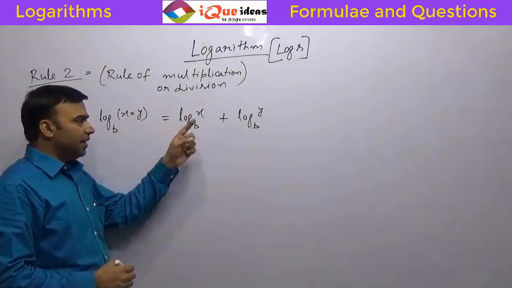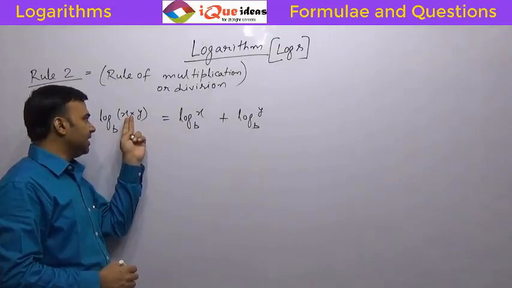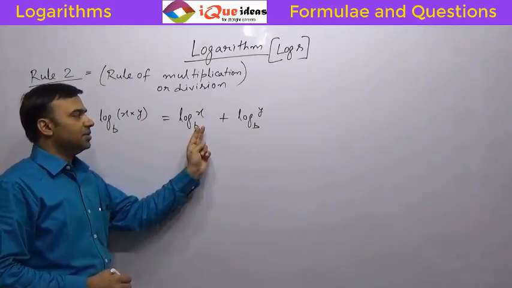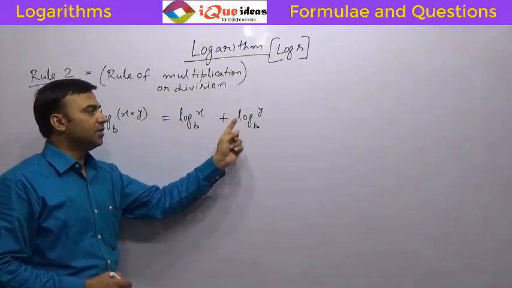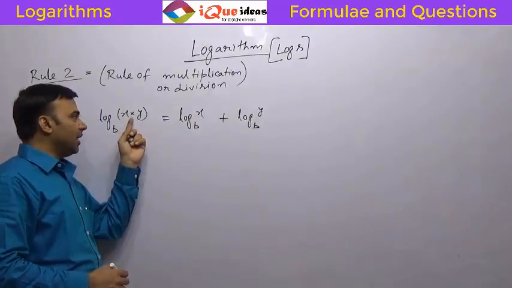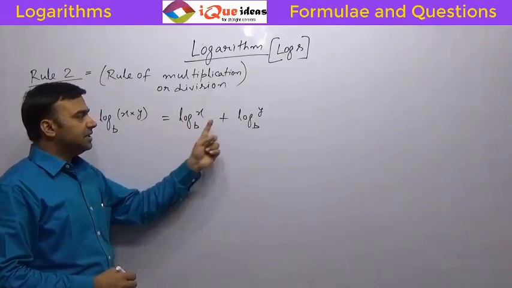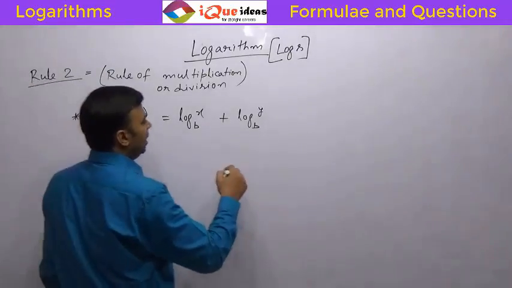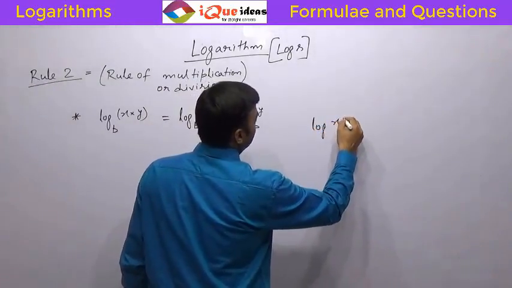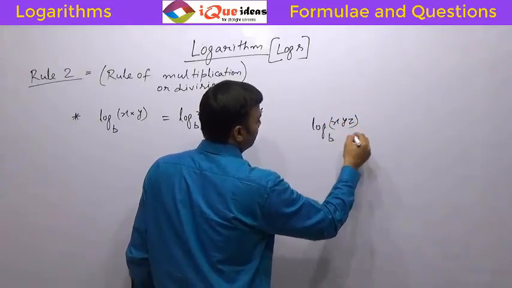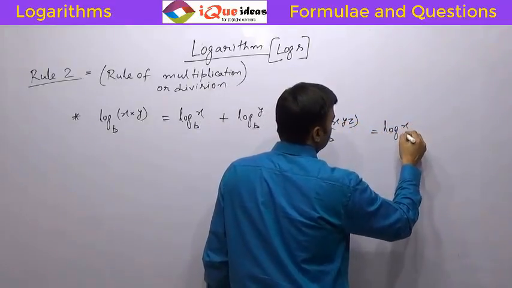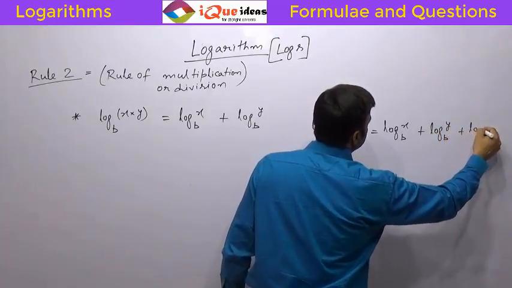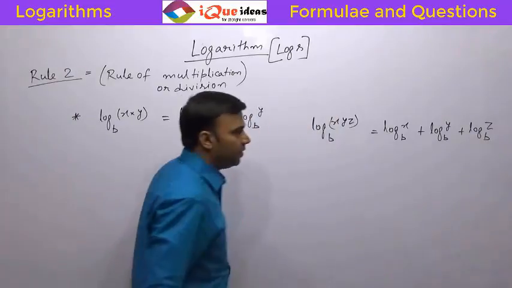The numbers split, right? Because whenever there is a multiplication we get a plus sign, and log is applied to both the numbers. So log of x to the base b, log of y to the base b, and they get added. So whenever there is a multiplication between the numbers, there is an addition between the logs of those numbers. Alright. So if it is, let's say, log of xyz to the base b, we can say it is log of x to the base b plus log of y to the base b plus log of z to the base b. This is how it goes.